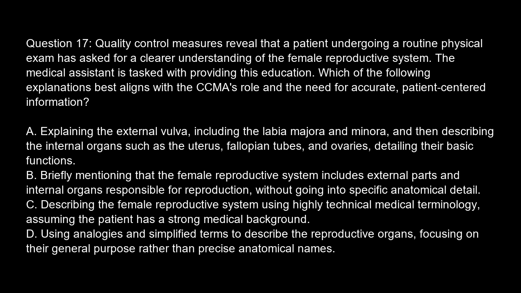Option A. Explaining the external vulva, including the labia majora and minora, and then describing the internal organs such as the uterus, fallopian tubes, and ovaries, detailing their basic functions. Option B. Briefly mentioning that the female reproductive system includes external parts and internal organs responsible for reproduction, without going into specific anatomical detail. Option C. Describing the female reproductive system using highly technical medical terminology, assuming the patient has a strong medical background. Option D. Using analogies and simplified terms to describe the reproductive organs, focusing on their general purpose rather than precise anatomical names.